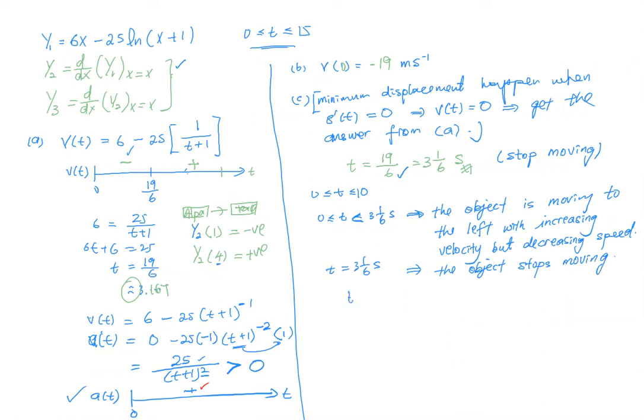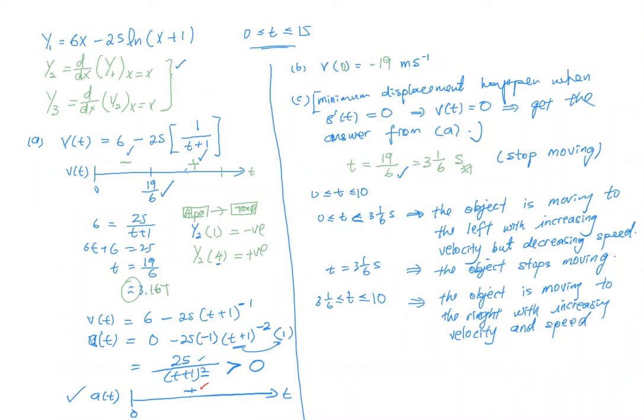So from t equal to 3 and 1/6 to 10. So you see where I get all these numbers. What happened to the object? The velocity is positive. So it means the object is moving to the right with increasing velocity and speed. Am I right? Because same sign. Velocity and acceleration have the same sign, means the speed is increasing. So how do you get all your formats? 3 sections.